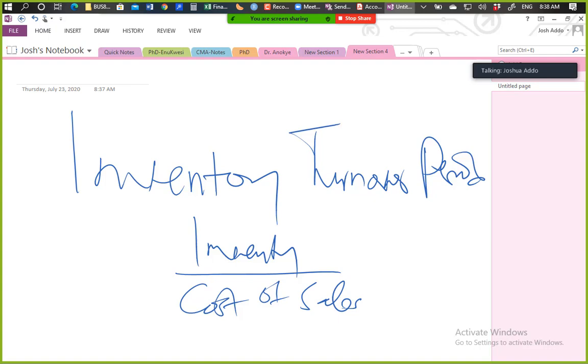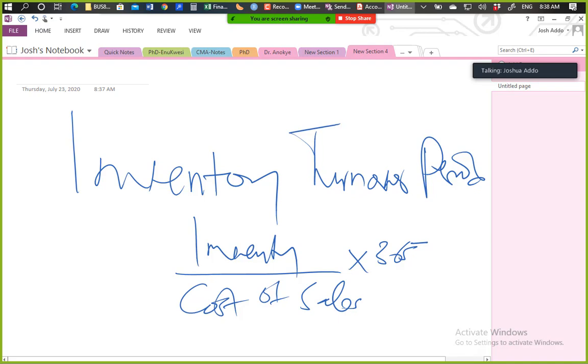So we want to know how long it stays. We can't leave the formula just like this. How long it stays is telling us something about time, either this number of days or this number of weeks or this number of time. So we multiply this by 365. That is the number of days.